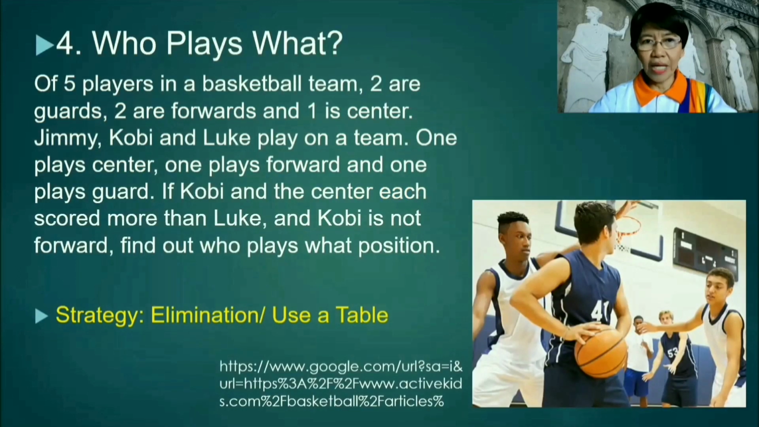Number 4, who plays what? Of 5 players in a basketball team, 2 are guards, 2 are forwards, and 1 is center. Jimmy, Kobe, and Luke play on a team. 1 plays center, 1 plays forward, and 1 plays guard. If Kobe and the center each scored more than Luke, and Kobe is not forward, find out who plays what position. So the strategy here is the elimination method and using a table.